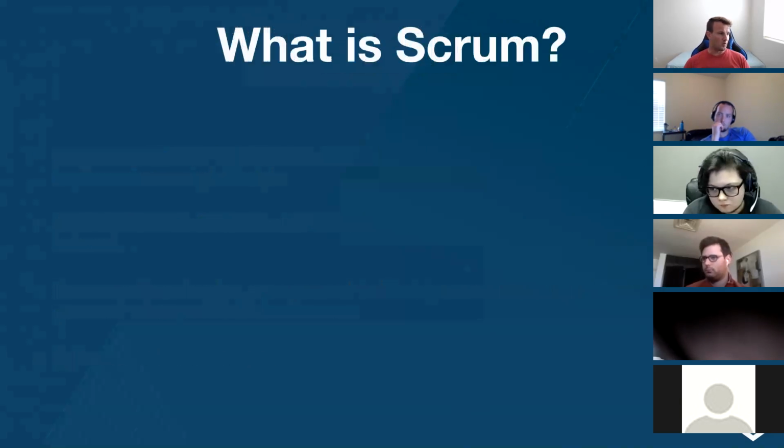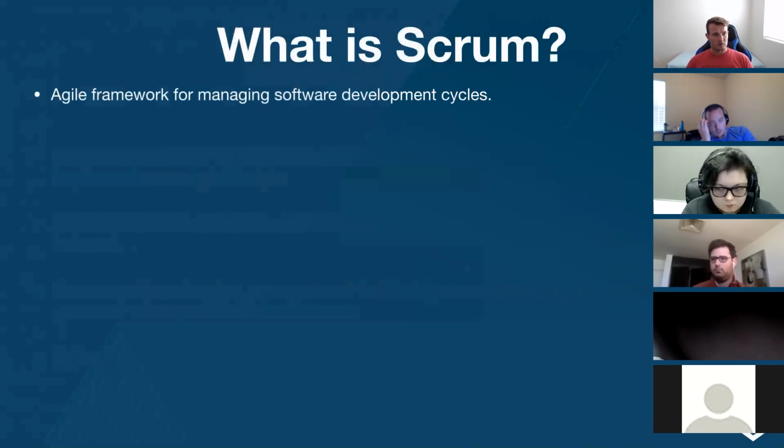Okay, so with Agile, we often team up Agile development with the idea of the Scrum. What is a Scrum? We're not talking about a rugby term. Scrum is an Agile framework for managing software development cycles. So that's those cycles we showed you a couple slides ago. Scrum is a framework for managing those specific development cycles.